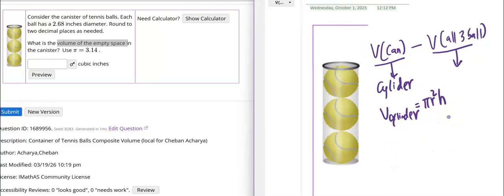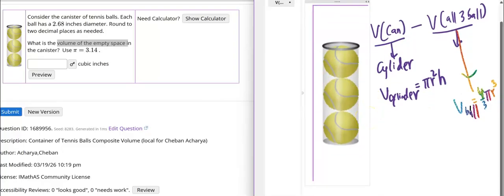So to find the volume of the ball, what do you need? The volume of the ball formula is 4 divided by 3 pi r to the power 3. That's the formula. So for the ball, you just need the radius to find the volume. So if you find the can volume and all three balls' volume together, and you subtract, you get the empty space volume. So let's find the volume of each.